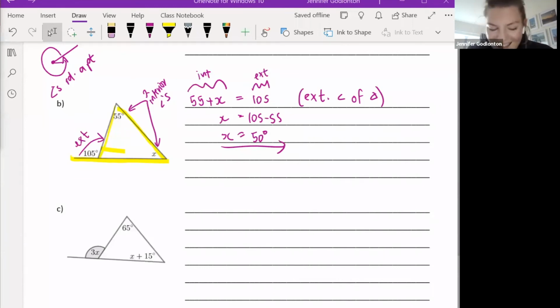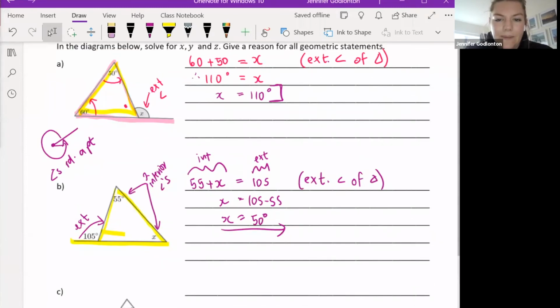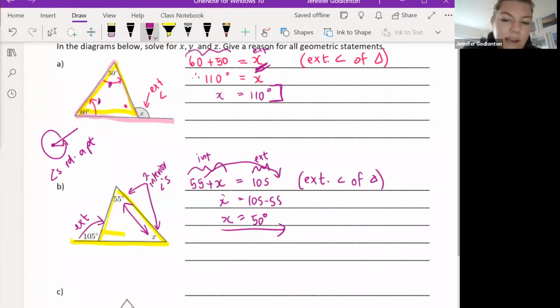Hello, ma'am. Hi. In A, you said 60 plus 50, which gave you 110, but in B, you said 105 minus 55. So it just depends on what side of the equation it is. It's always going to be your two interior angles, those are my two interior angles, needs to be equal to my exterior angle. So in this one, my two interior angles were those two, and my exterior angle is 105. And here, X was already alone, so I didn't have to do anything. But this one, I had to move that 55 over so that X could be alone.